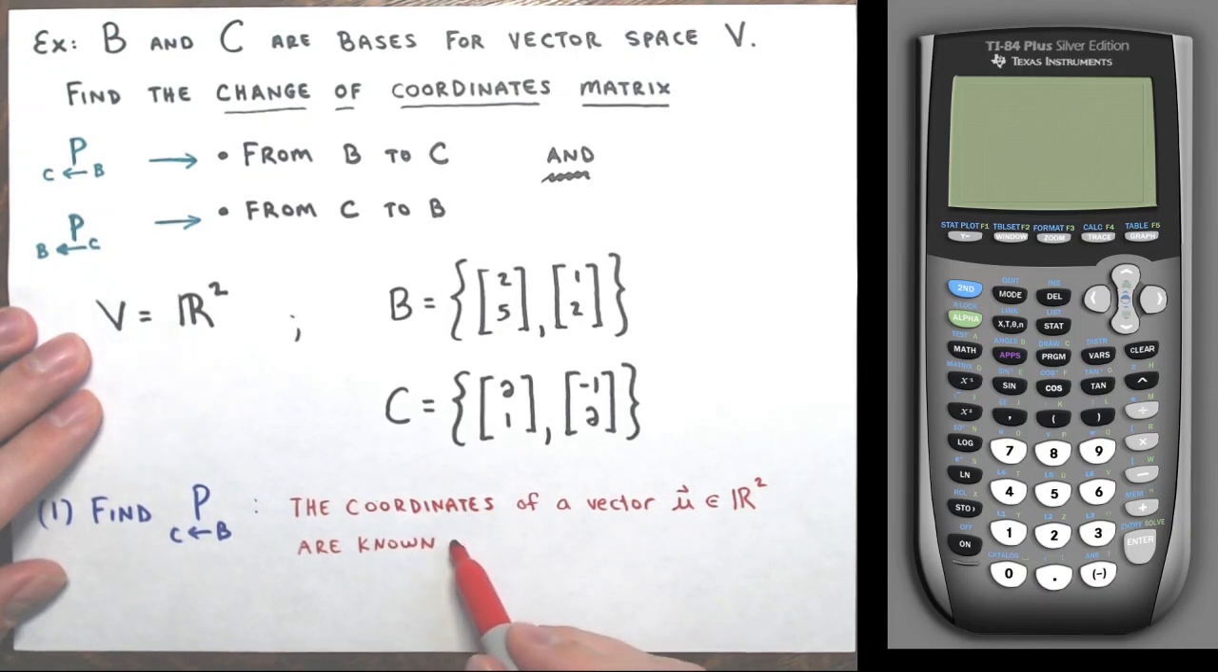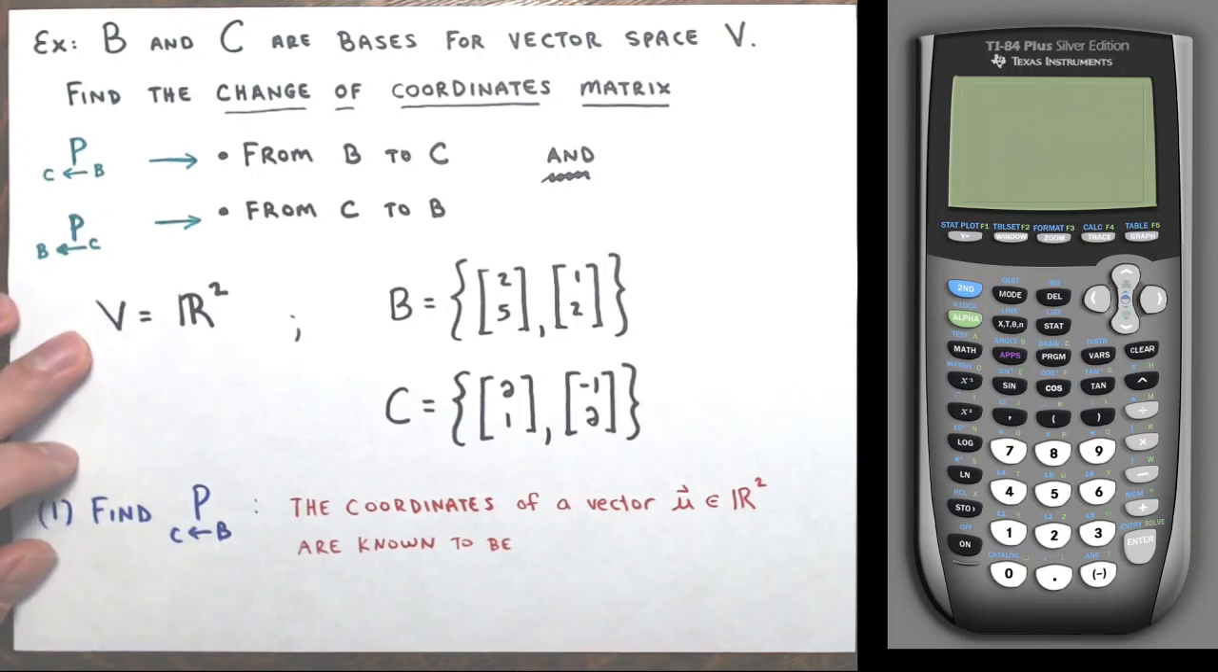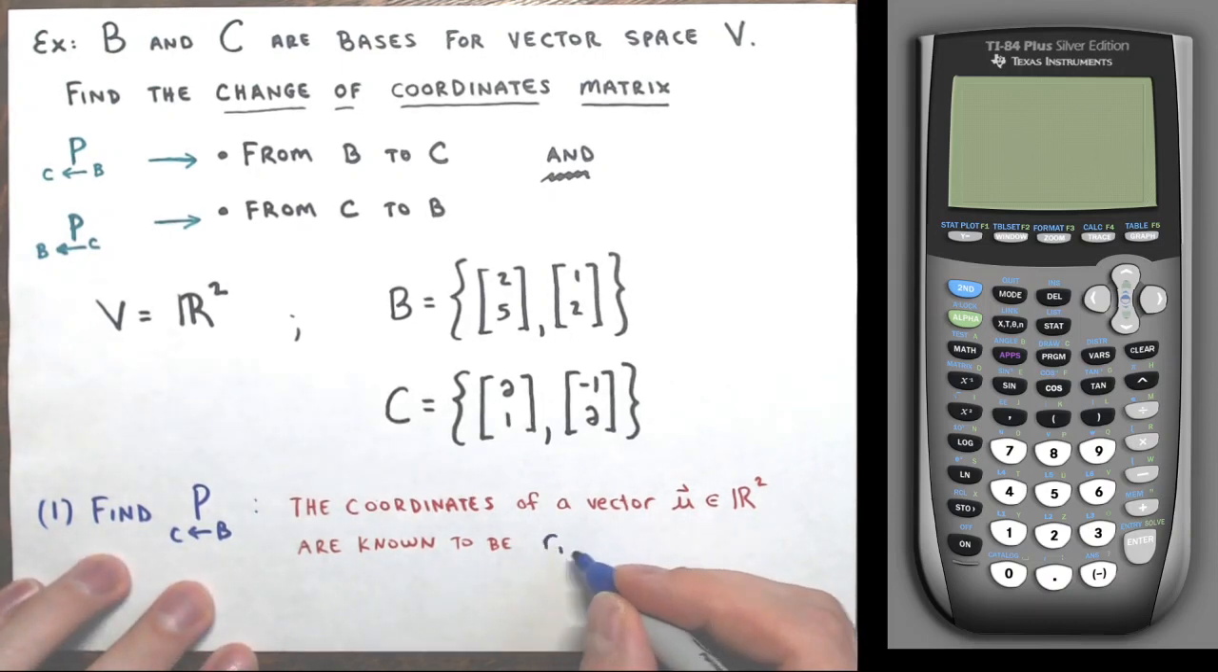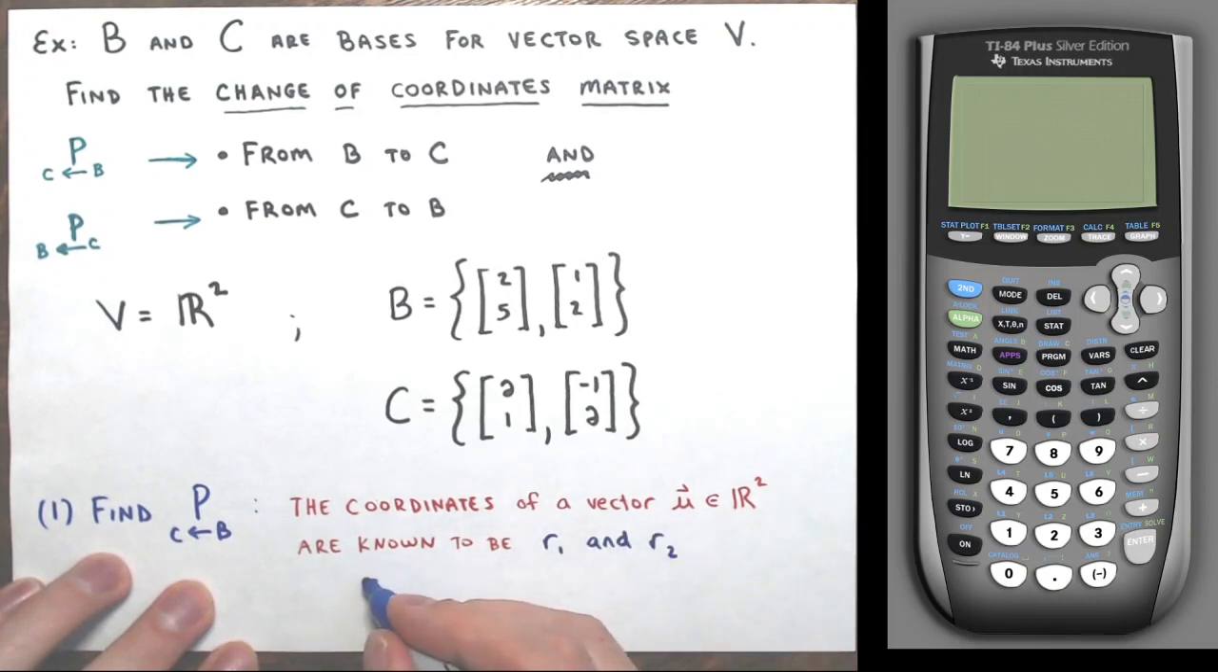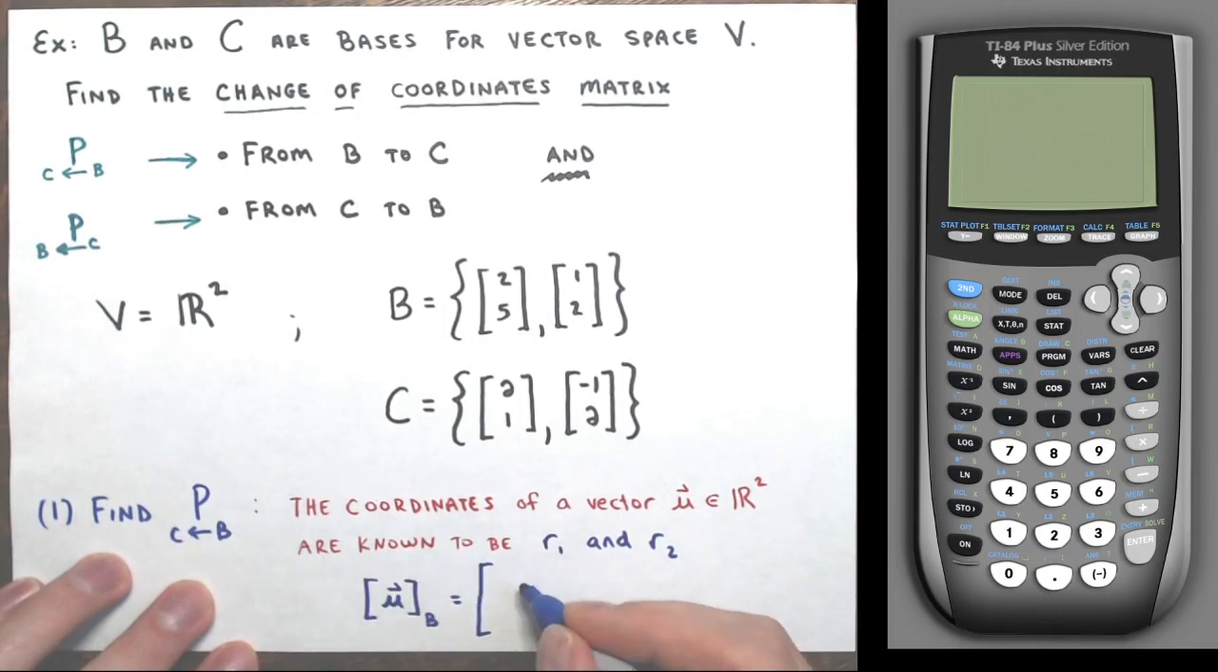And suppose these coordinates are known to be R1 and R2. I was using R's for the coordinates of vectors relative to B, and I was using T's for coordinates of vectors relative to C. You can use whatever letters you wish, but suppose these are R1 and R2, meaning that the coordinate vector of U relative to basis B is this vector with components R1, R2.